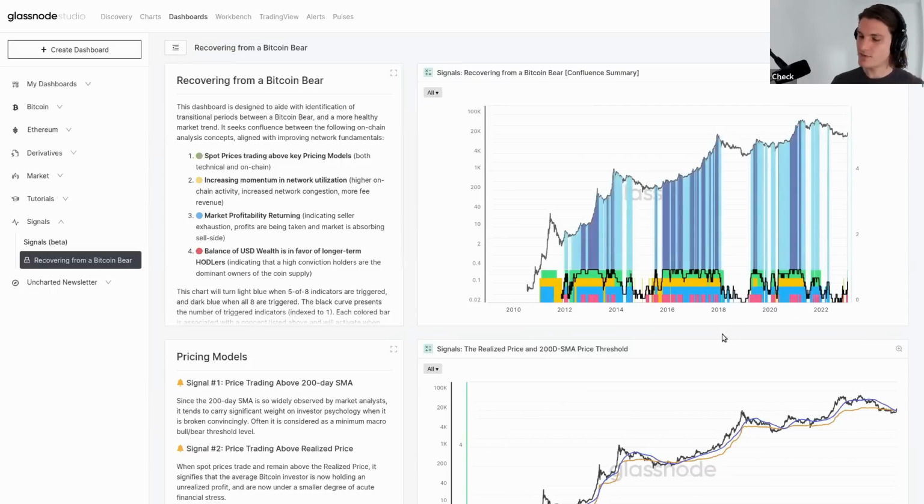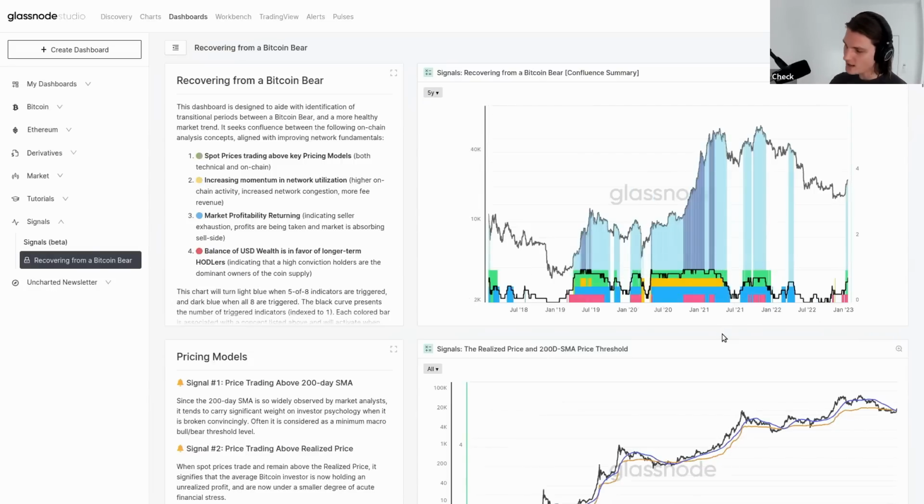Now, remember, this tool is not trying to pick the bottom. It's not trying to find the ultimate low. What we're looking for is, do we have a sustainable, multifaceted confluence across many factors that are disconnected, that are telling us that there is a healthy recovery underway? We're looking for that confidence.